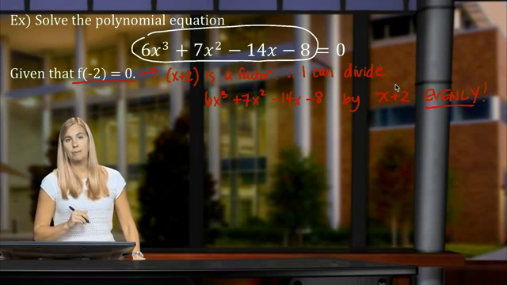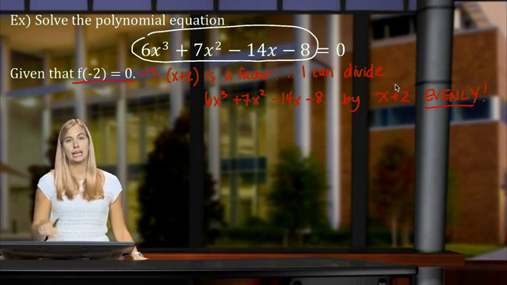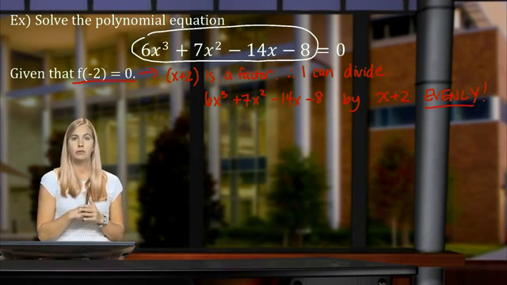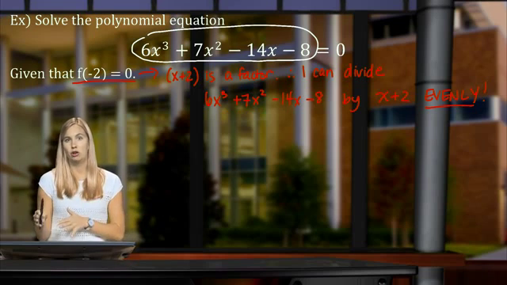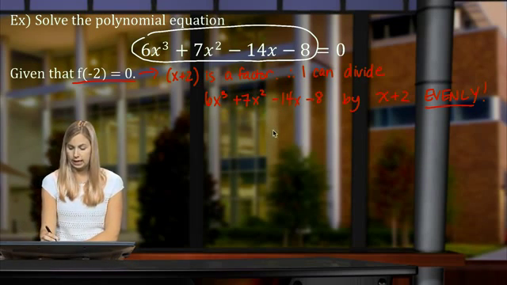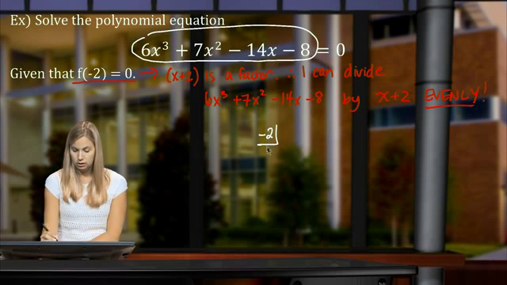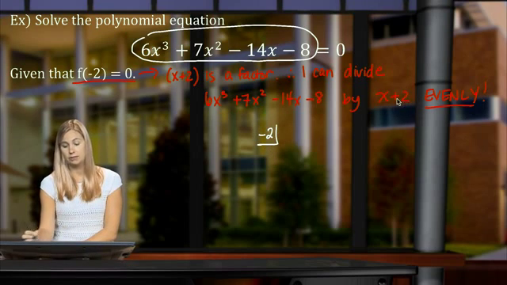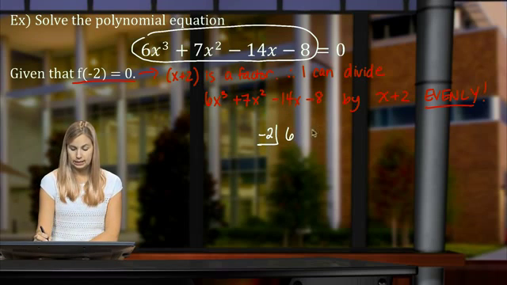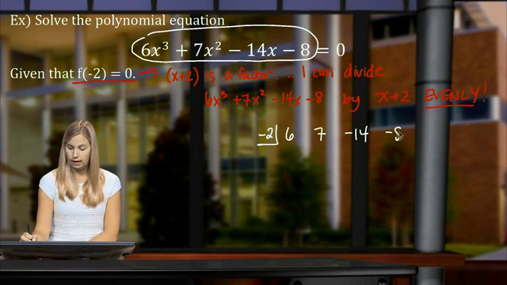When I'm dividing by x plus 2, we actually want to use synthetic division. You can use long division for this, but if you remember the difference between synthetic and long division, synthetic is much faster. So I'm going to set up for synthetic division. We take the opposite of this value and put it in our little box. We set up our coefficients, 6, 7, negative 14, negative 8.